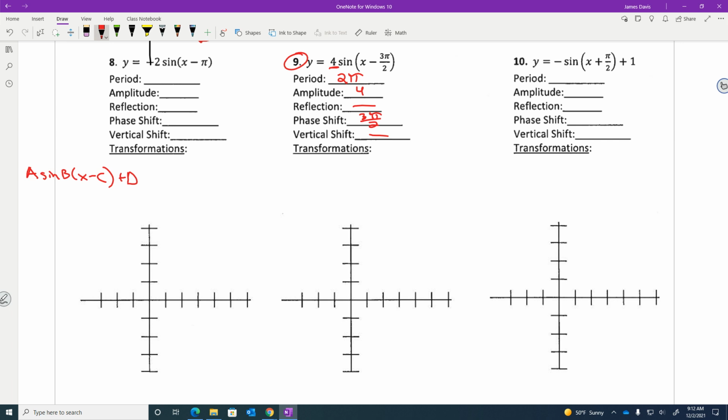Okay, so we'll still start with our period. We'll go ahead and label the x-axis. So 0 to start, 2 pi. Divide that in half. Divide that one in half. That one in half. Right, and our midline, there's no vertical shift, so our midline is going to be on the axis.